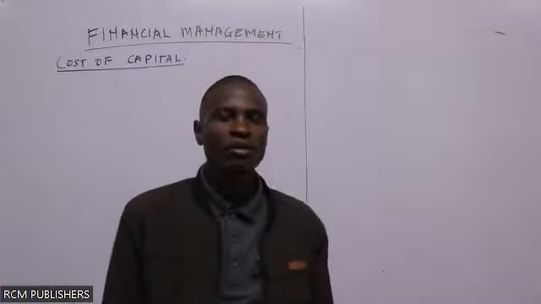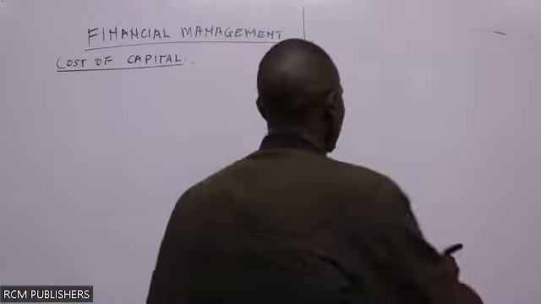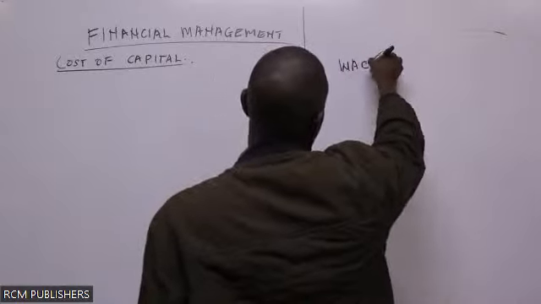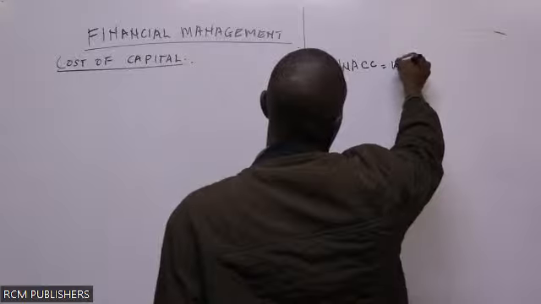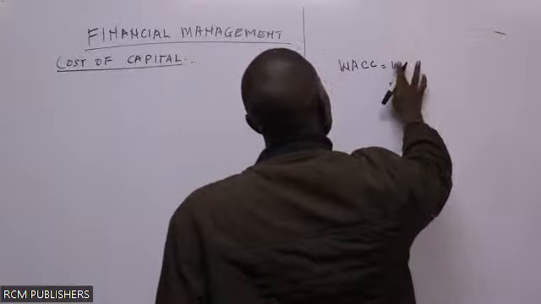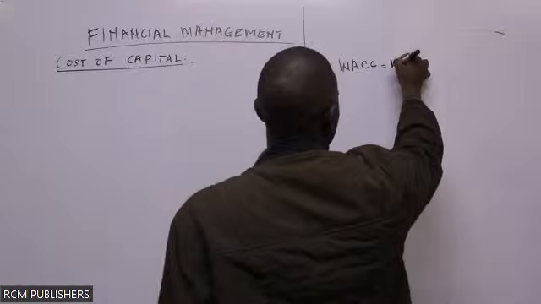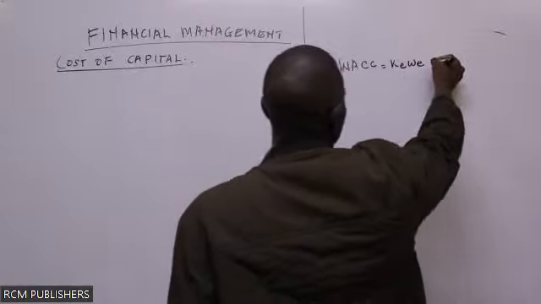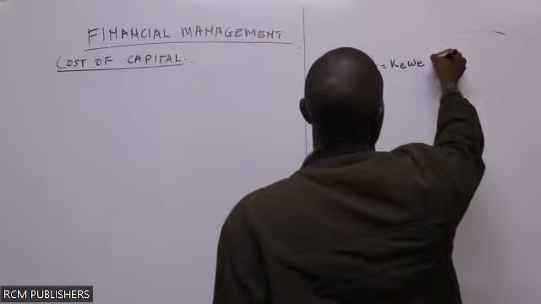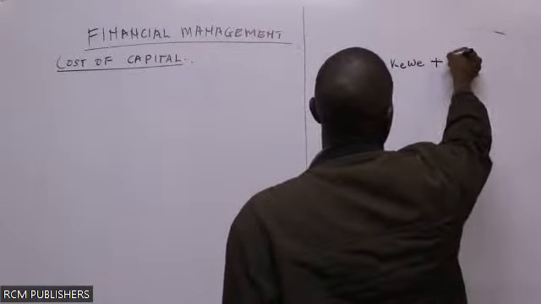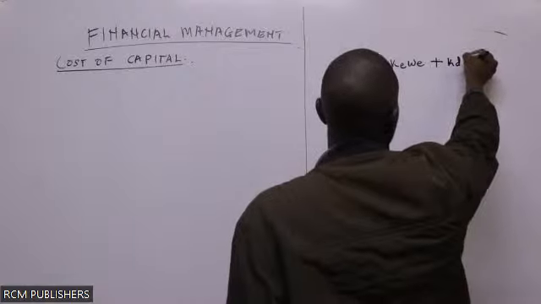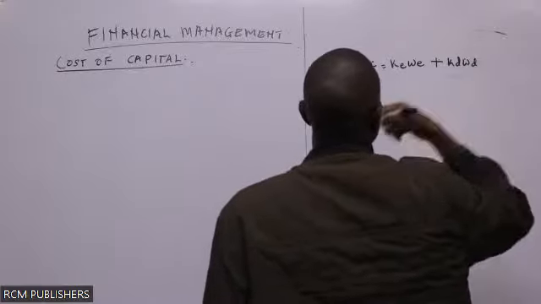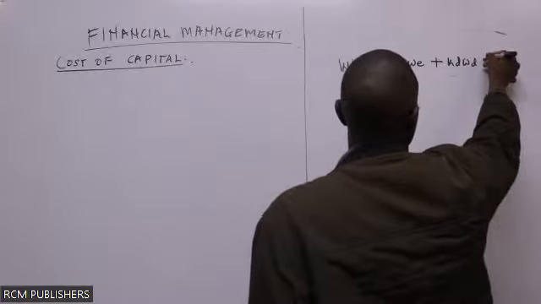I know that to get the weighted average cost of capital, I need the cost of equity, Ke, times the weight of equity. Do we have anything else? Yeah, you can add the preference shares.